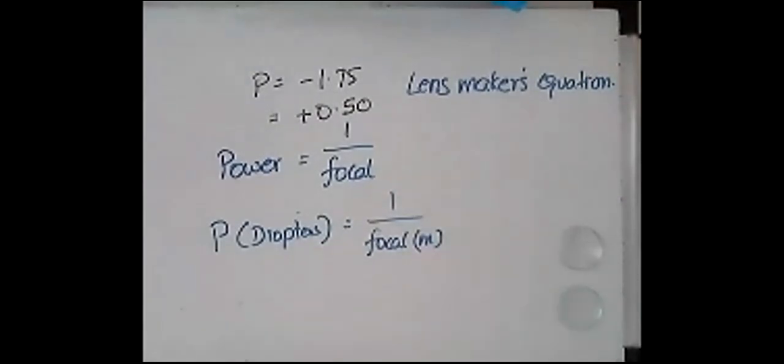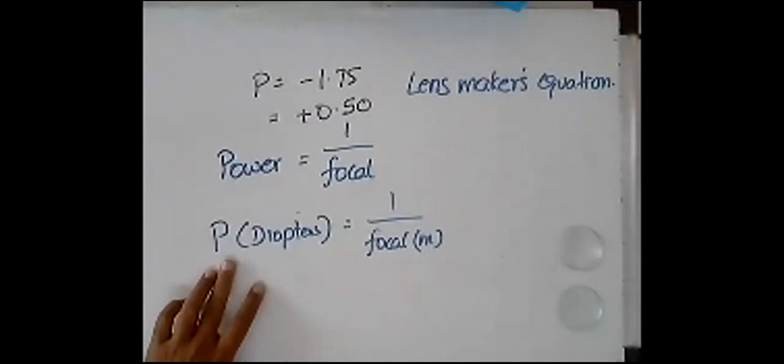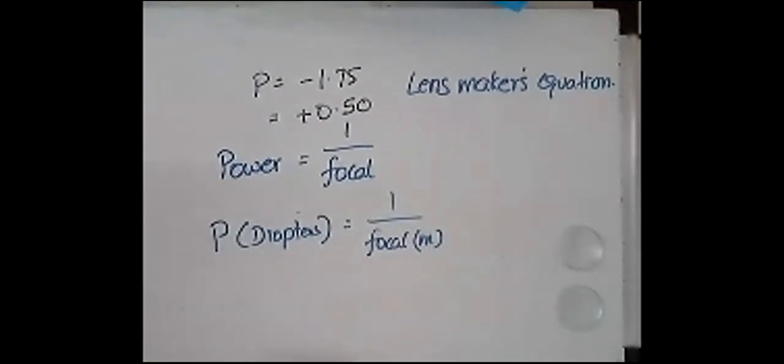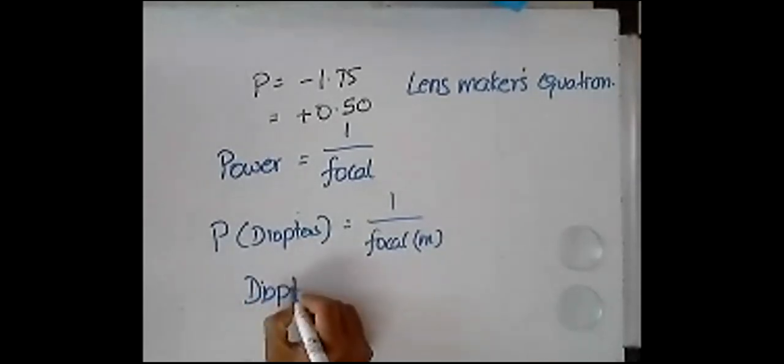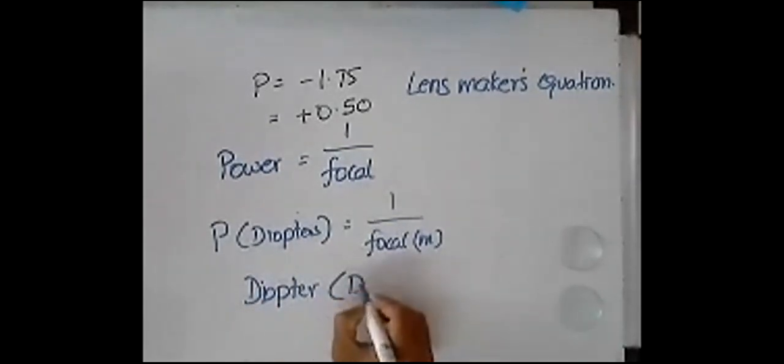Typically, it will be given in centimeters, not millimeters. So you divide it by 100 to get the focal length in meters, and then power will come out in diopters. The symbol of diopter is capital D.